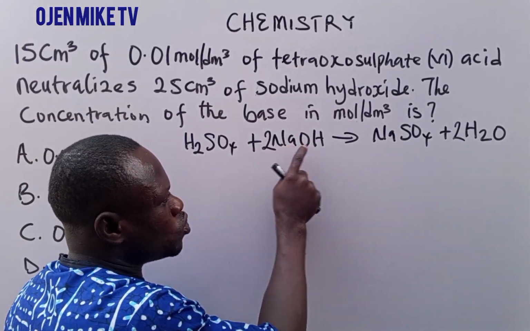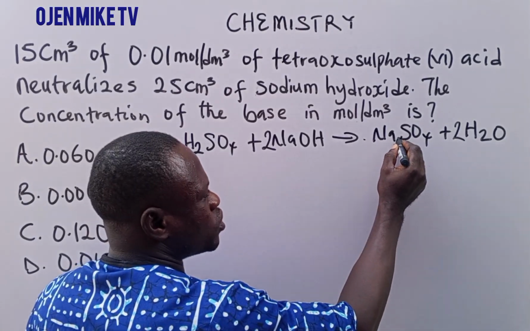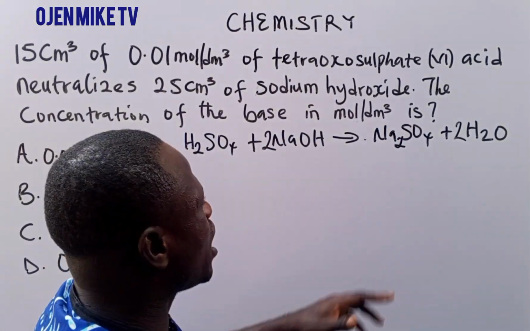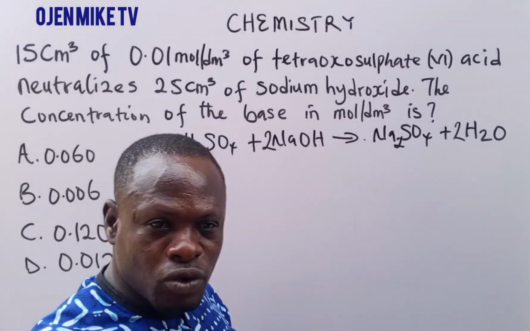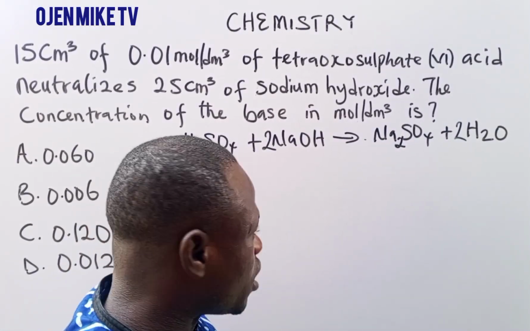We now come to sodium. Sodium here is 2, sodium here is 1. We cannot add 2 to the sulfate; rather, we add 2 here because it's only sodium that carries this, not sulfate. All right. So by this, our equation is balanced. Now let's go to our formula.